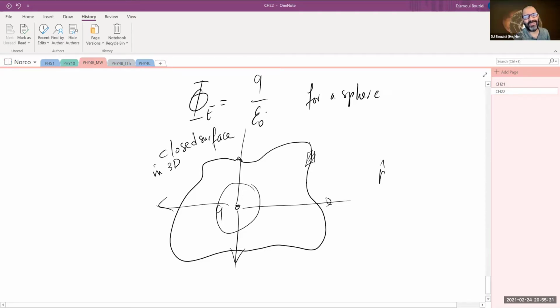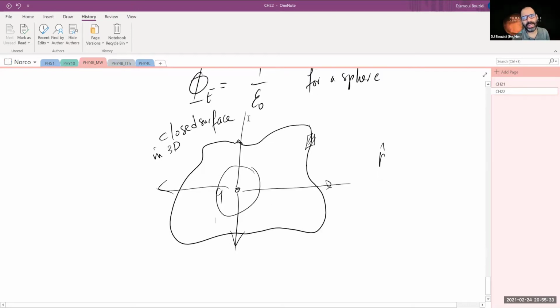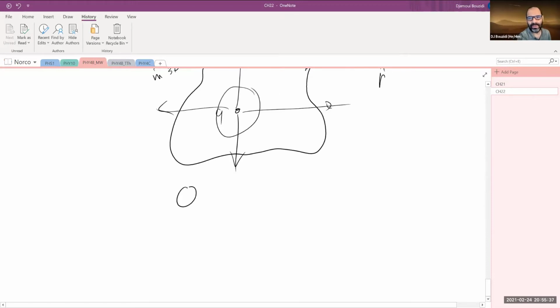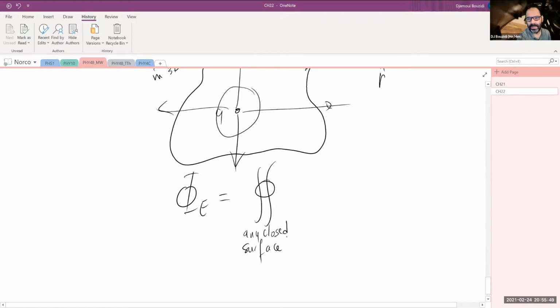So at the end, the flux over any surface, not just through a sphere, is going to be Q over epsilon naught. So the flux over any surface, it has to be closed though, any closed surface, which is by definition E dA, is equal to Q over epsilon naught. This is a definition of the flux, by the way, for a point charge.